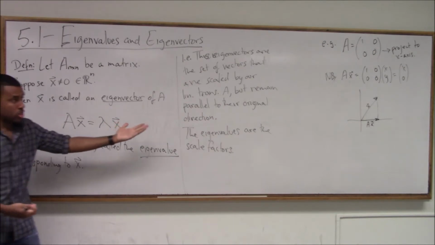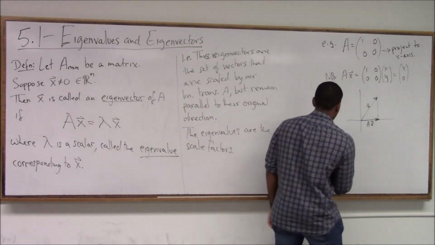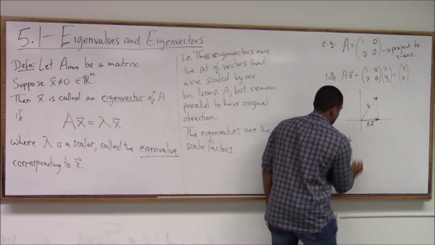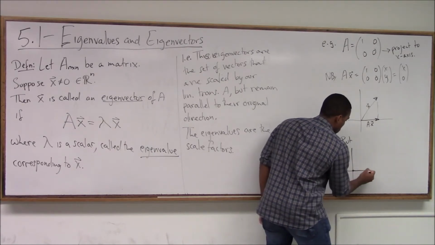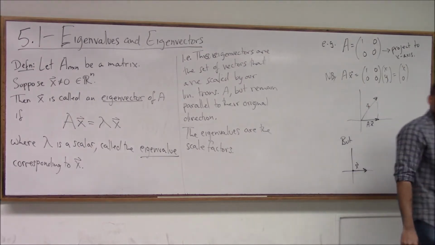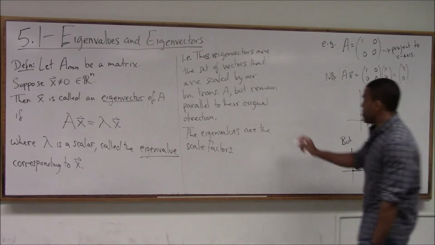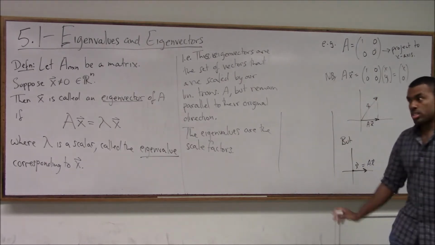There is a geometrical component to it. However, what if your x was already along the x-axis? That's your x. What would your Ax look like? Same thing. It would be exactly the same, right? It's actually not going to move. In fact, it's scaled by 1. I can actually make this a little bit more nuanced.